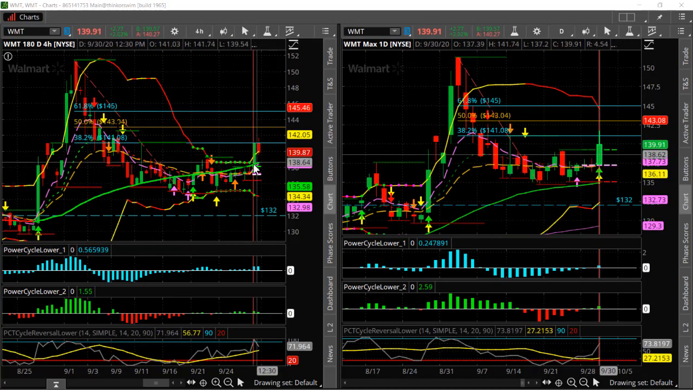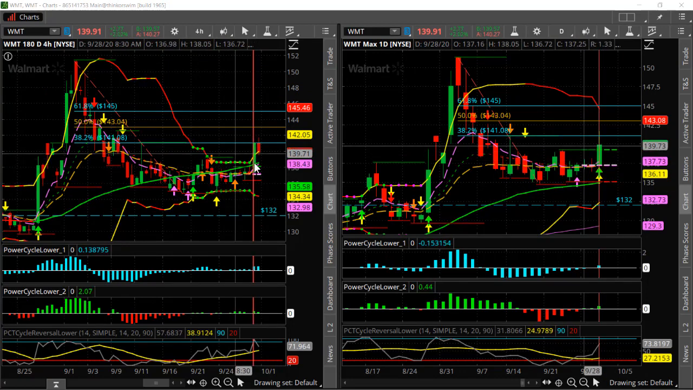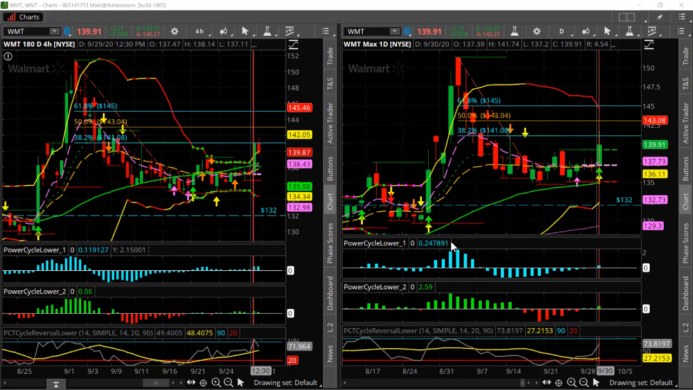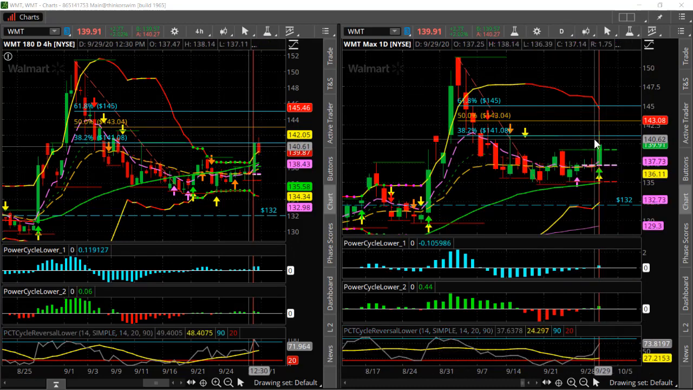Then today we got into a trade on Walmart. Look at that squeeze, a very tight squeeze on the 4-hour. We went long Walmart today. Cycle 1 and 2 are up on the 4-hour, giving us potential direction to the upside, and cycle 1 and 2 up on the daily, direction to the upside. We set this trade up today at the 139, 140 area, and we'll see how that one looks going into the next few days, but it looks pretty good.